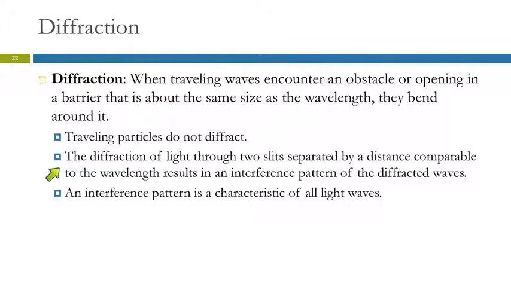So the diffraction of light through two slits separated by a distance similar to their wavelength gives us an interference pattern because the light bends and interferes. And this interference pattern is characteristic of all light waves. So this is what it looks like.